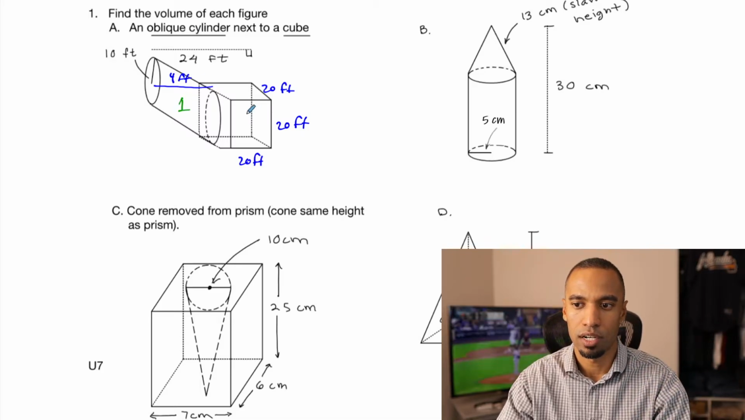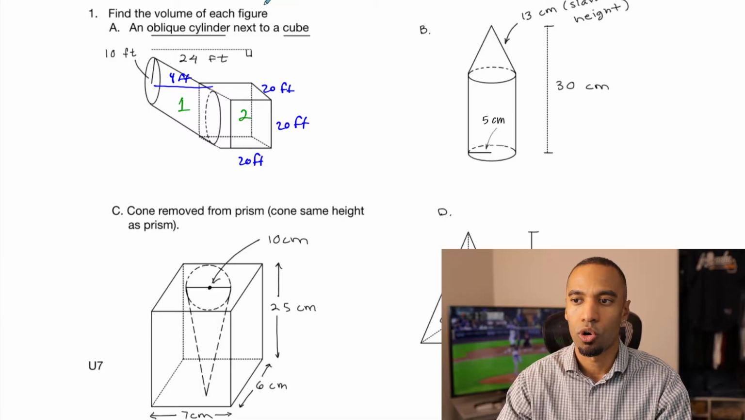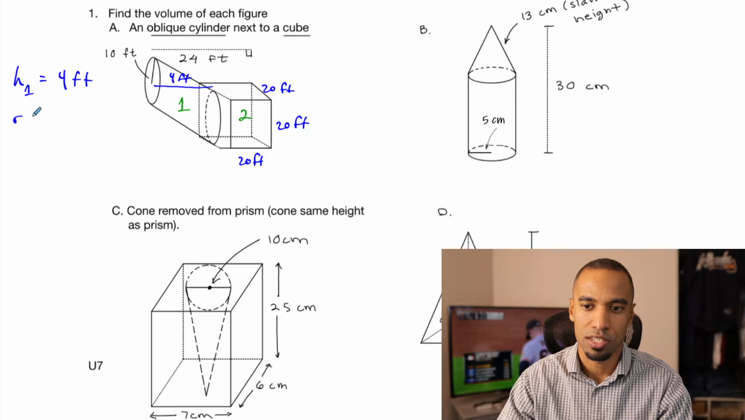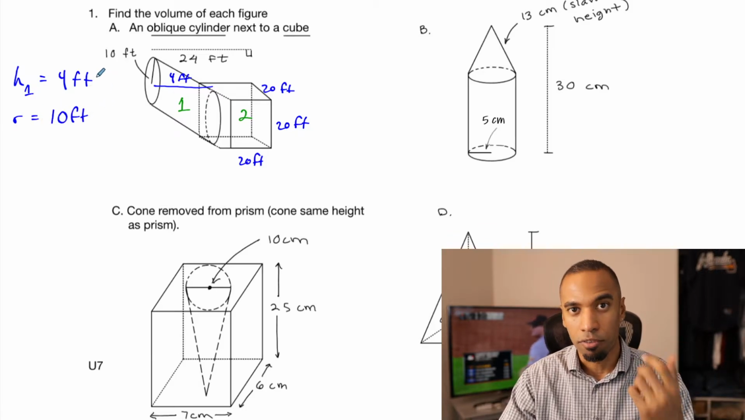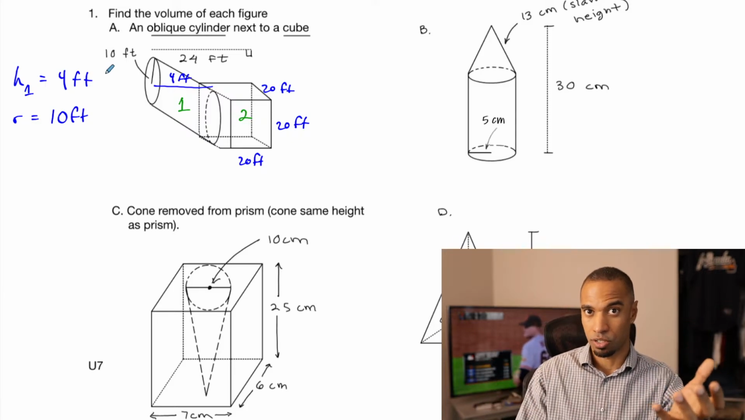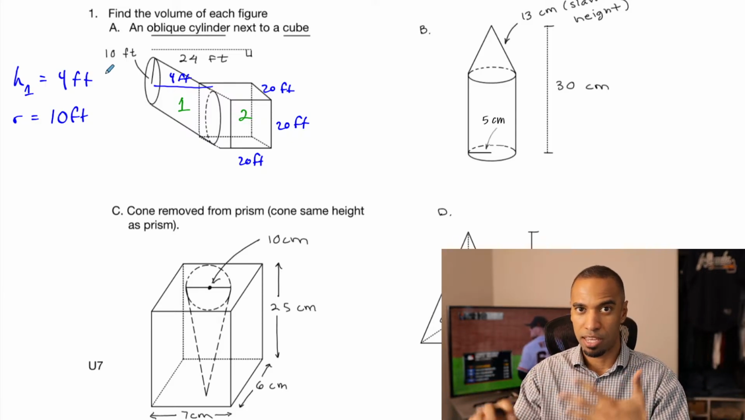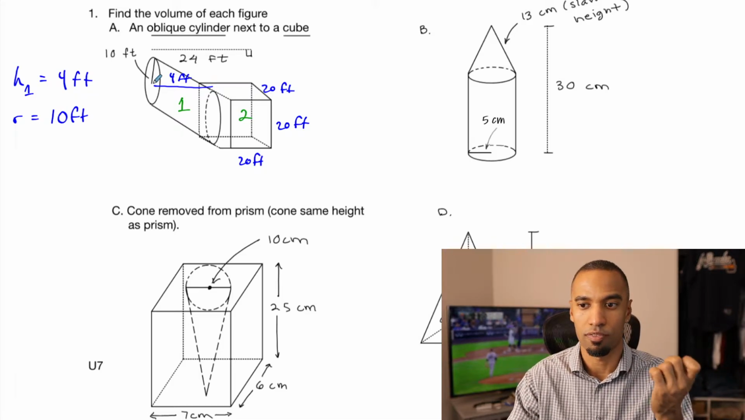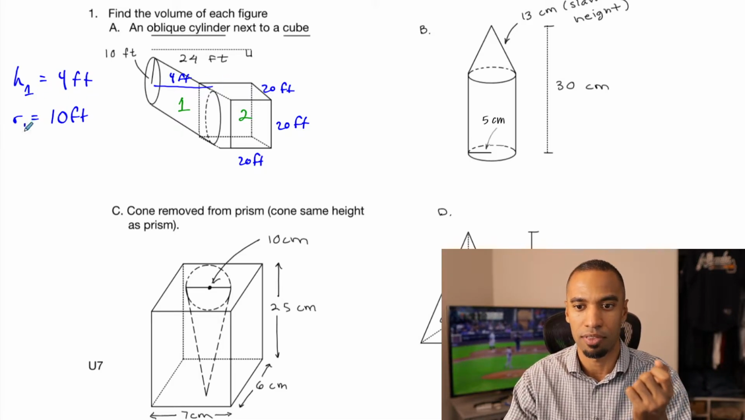I'm going to call this figure 1. I'm going to call this figure 2 right there. So the height of my figure 1, my oblique cylinder, is 4 feet. The radius is 10 feet. We need both of those things for the volume of any cylinder. The volume of a cylinder is area of base times height, pi r squared times height, even the oblique ones, as long as we find the perpendicular distance, and we found that.